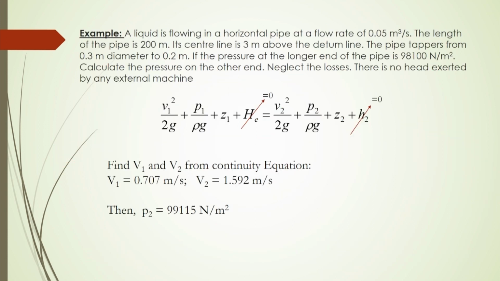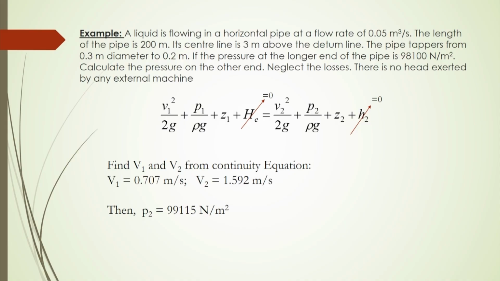And let us do an example for this Bernoulli's equation. Suppose a liquid is flowing in a horizontal pipe at a flow rate of 0.05 meter cube per second. The length of the pipe is 200 meter and its center is 3 meter above the datum line. The pipe tapers from 0.3 meter to 0.2 meter, and the pressure at the larger end of the pipe is 98,100 Newton per meter square.